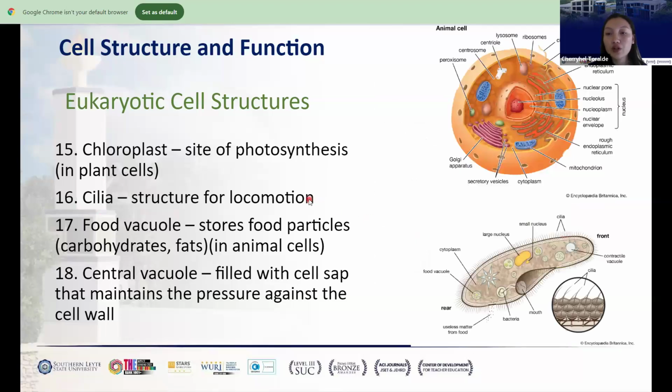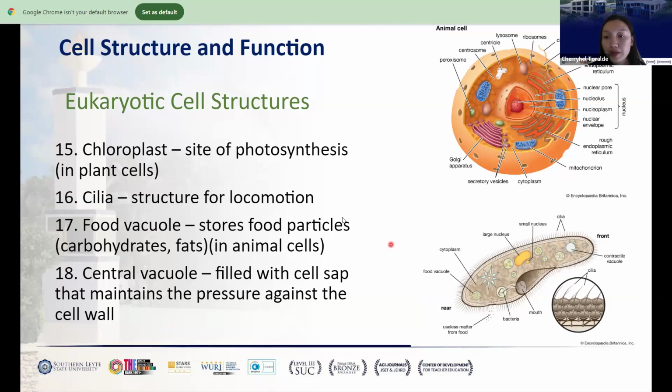So this is for locomotion. As you can see here, this is one cell, a paramecium, and it has bristles so that the paramecium can move. And then food vacuole. Where is the food vacuole? Here. It is just a storage organelle. That is its only function.